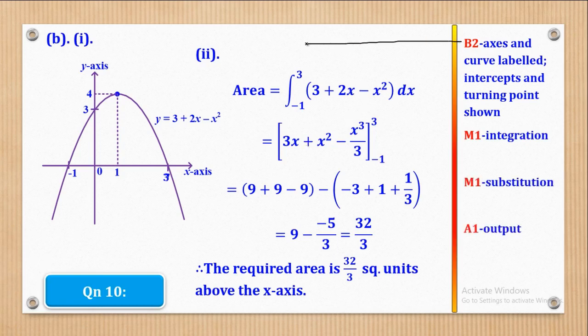So now let's see how marking can be done. So B2, this one is for this sketching. So correct intercepts must be labeled, turning point must also be labeled, and the axes must be labeled. Then this one is for integration. For you to integrate this to come up with this, you get that M1. Integrate substitution, you also get a mark, and output, which is the area, you get the third mark.